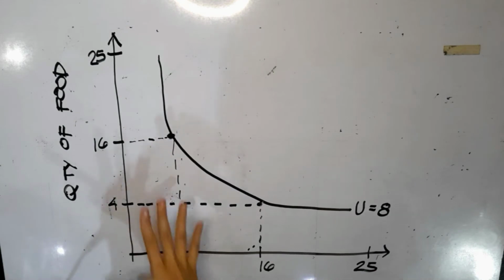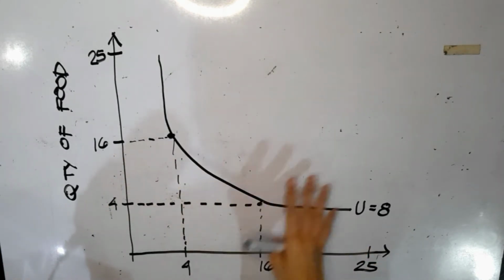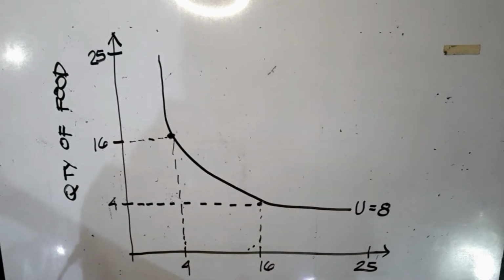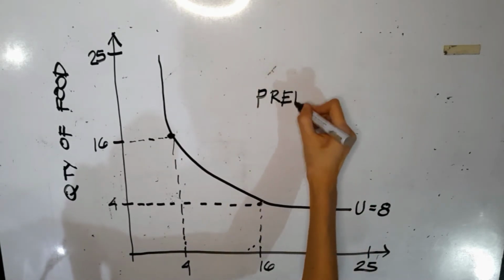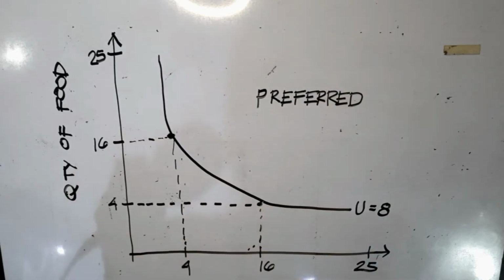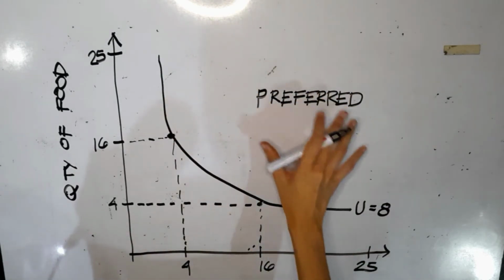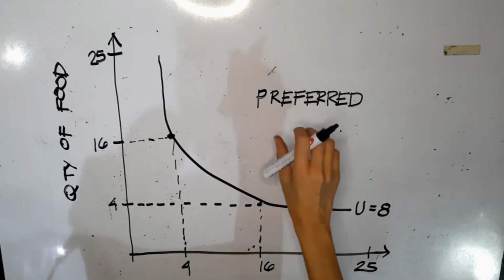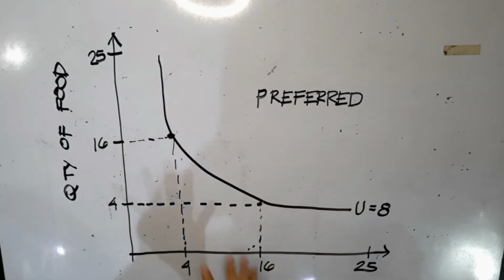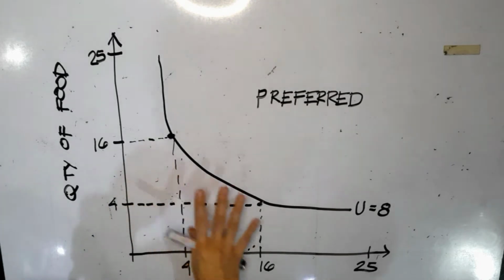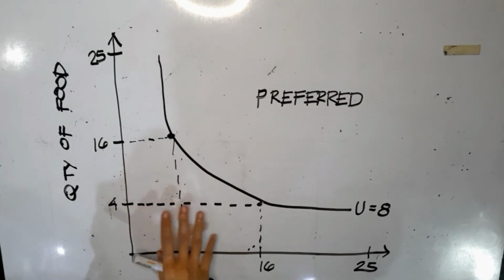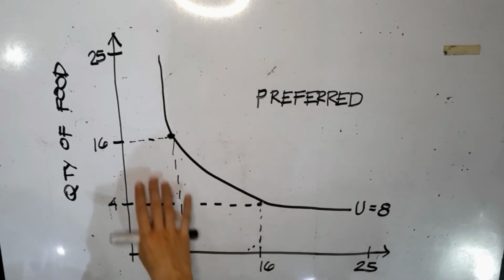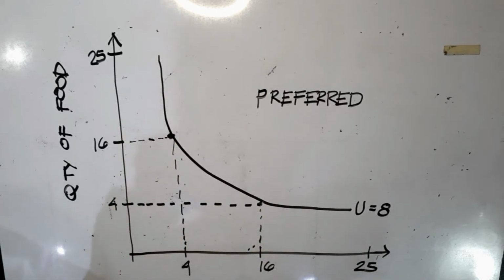So meaning, if we have this curve, this area would be preferred. This area is preferred because it's way beyond the curve and you would be more satisfied. While this area here brings you lower utility. So this area here, below the curve, is not preferred.